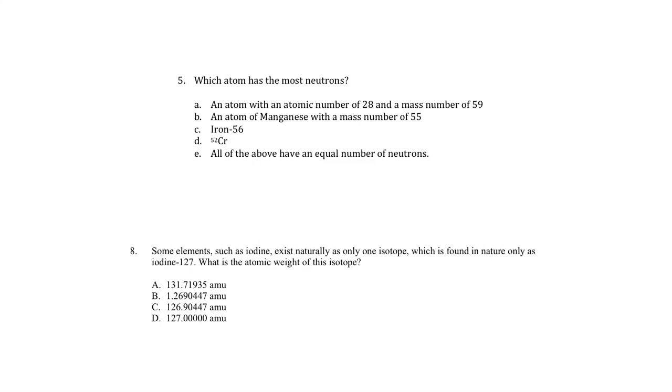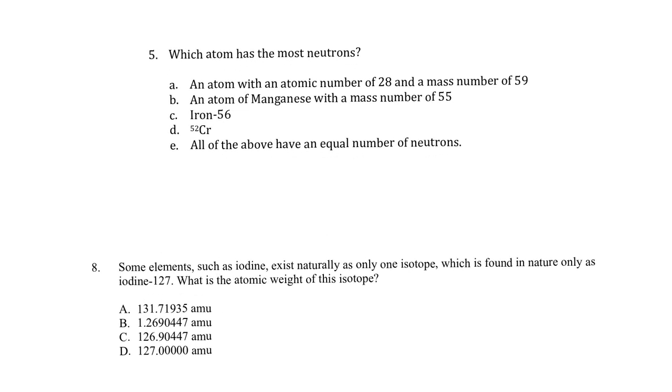Hello. These are the solutions to the remaining final exam review problems. So the first question, which atom has the most neutrons? An atom with an atomic number of 28 and a mass number of 59.